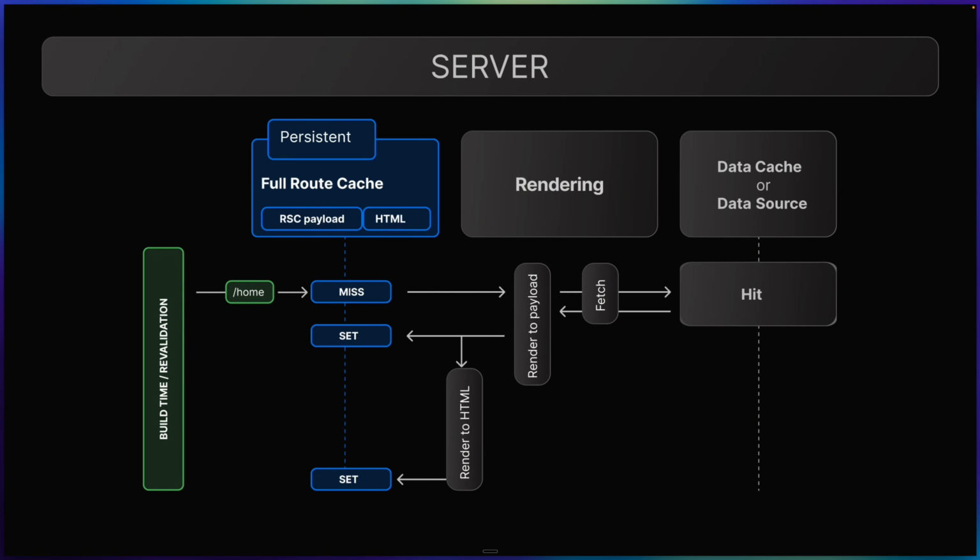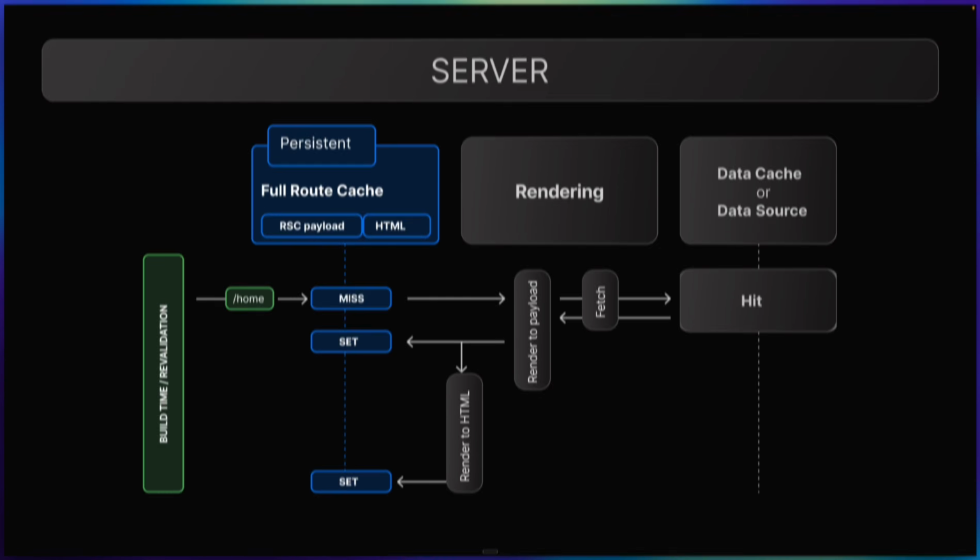Now on the client side, React instantly shows the HTML for that fast first paint. Then it uses the RSC payload to rebuild the component tree and figure out what needs hydration. Then the JavaScript kicks in and makes everything interactive. This is why full route caching is so powerful. It gives you speed and a smooth hydration experience.